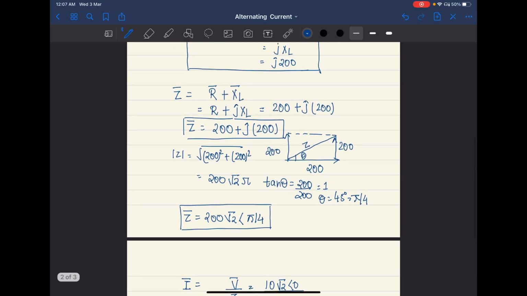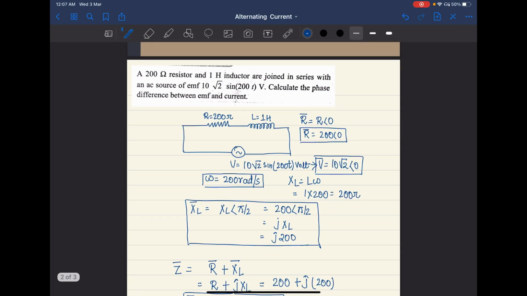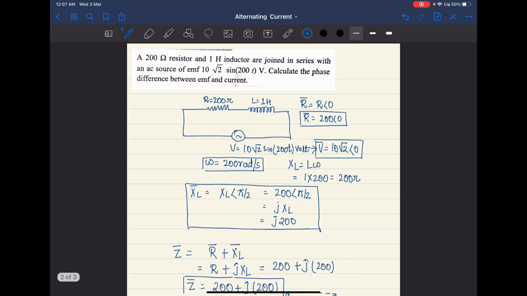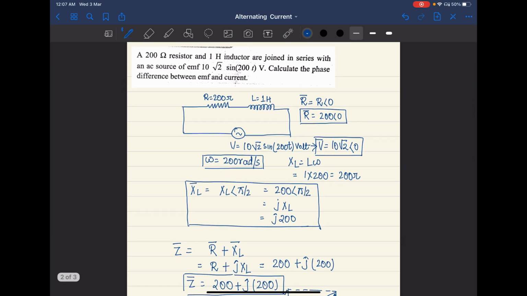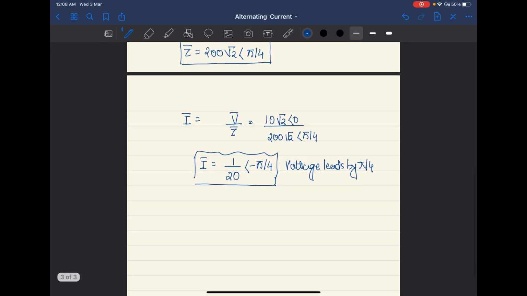We can also note an important point here. Because the components in this circuit are a resistance and an inductor: the resistance tries to keep the current and the voltage in the same phase, but the property of the inductor is to make the voltage lead by a phase of pi by 2. In a pure inductive circuit voltage always leads, and in a pure capacitive circuit current leads. So here the inductor tries to make the voltage lead, and the resistance tries to keep them in the same phase. Finally the voltage is leading here by a phase of pi by 4.